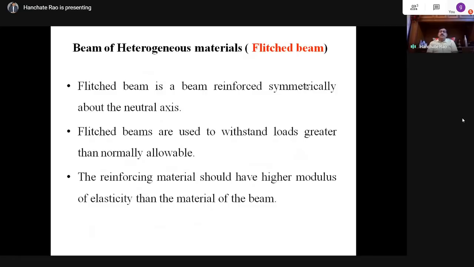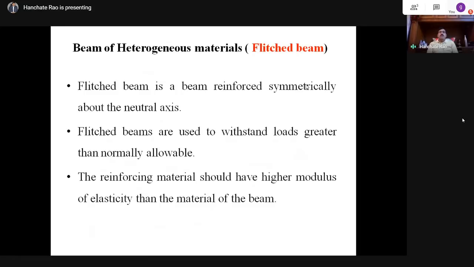Sometimes we have observed that certain questions can be asked on flitched beams. A flitched beam is a beam reinforced symmetrically about the neutral axis by a different material. Say, for example, if you take an RCC beam, the RCC beam can be reinforced with steel plates.